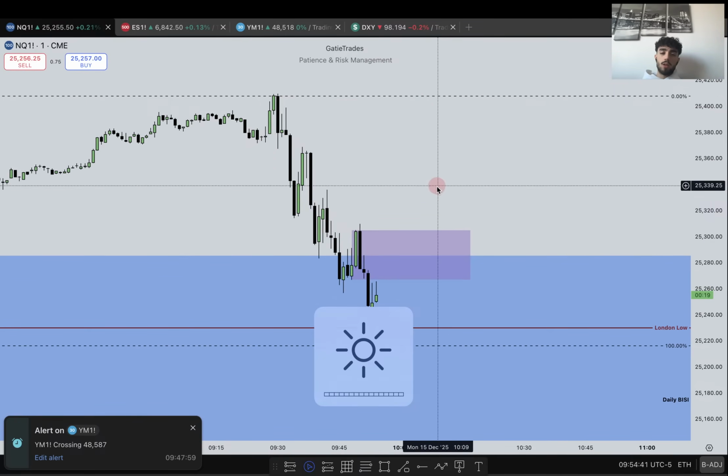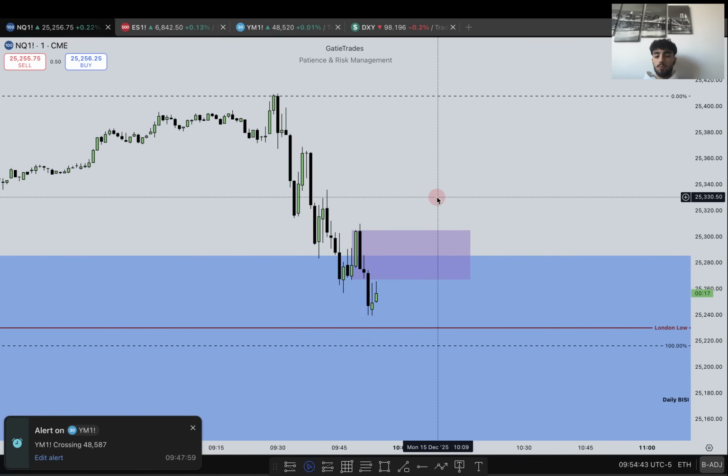So this is a bearish order block. If we're bearish, we should respect that. If we can break above it, 10 a.m. reversal potentially.